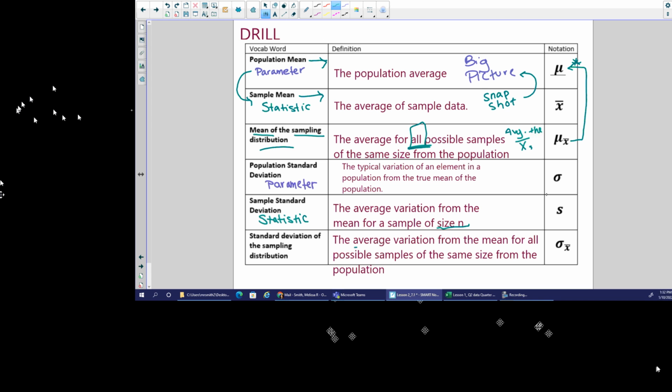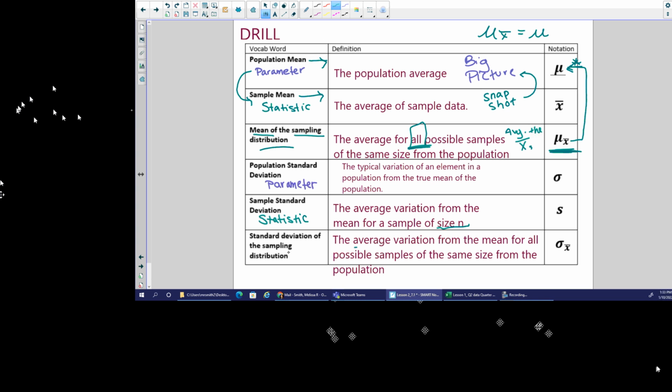One of the questions lots of people ask in their reflections is, what does it mean to be an unbiased estimate of the population? If your mu of X bar, the mean of your sampling distribution, is equal to the mean of your population, then it's what's called an unbiased estimate of the population.